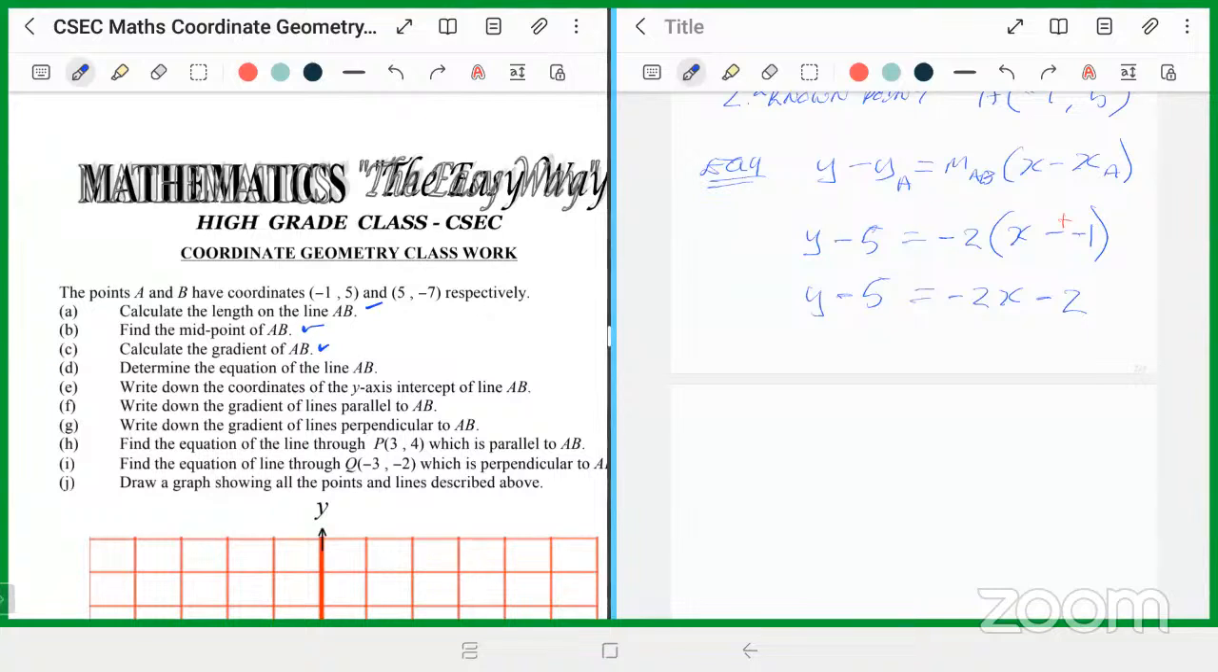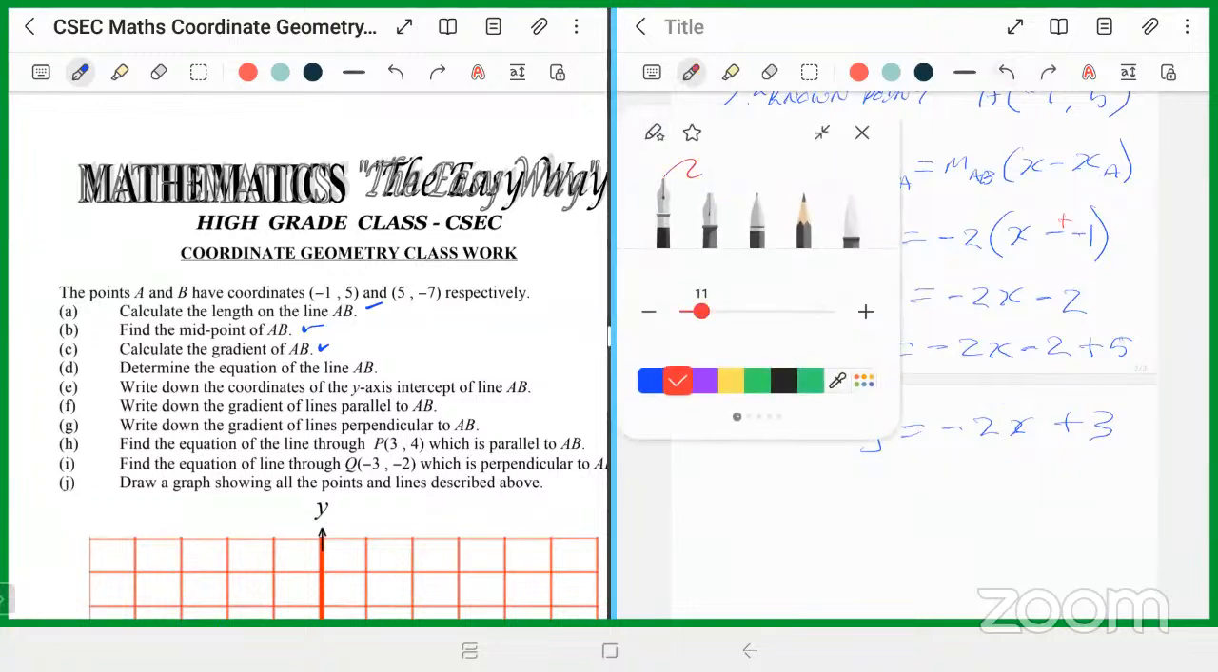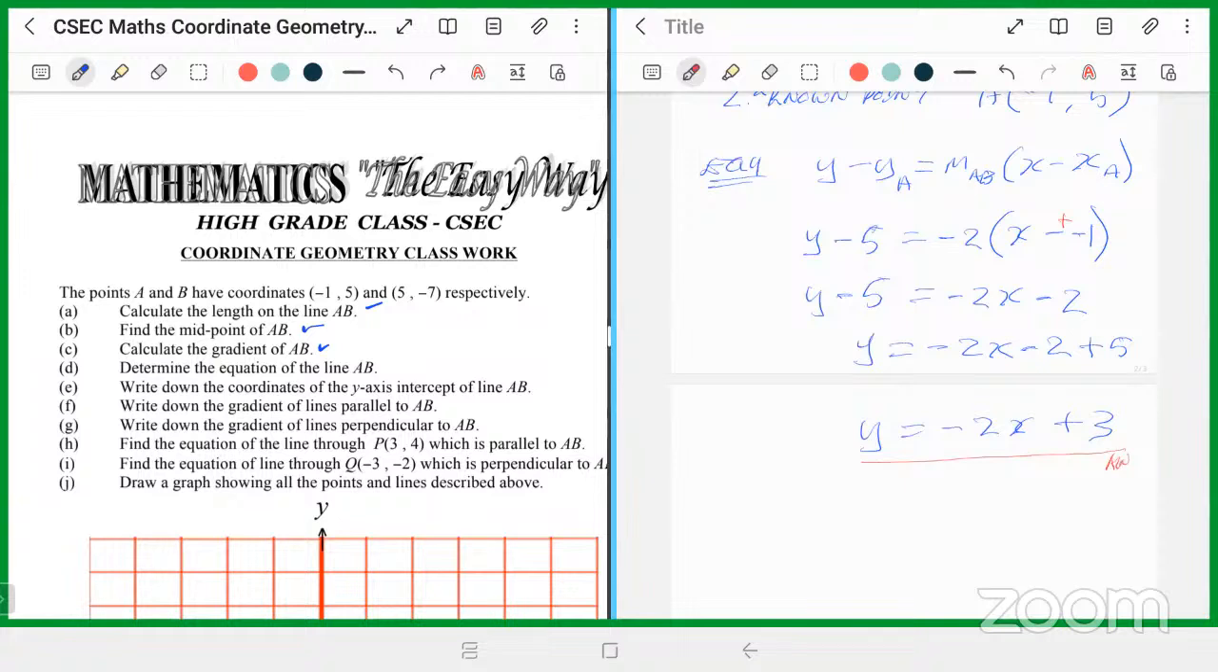The end result, though, is that y is going to be equal to negative 2x minus 2, and this 5 goes over here, now positive 5. Now we need to work out those values because those are like terms, number values. Negative 2 plus 5 is the same as 5 minus 2, which works out to 3. So the equation becomes y equals minus 2x plus 3. This is the equation of the line AB. So that's the answer again. But okay so far?